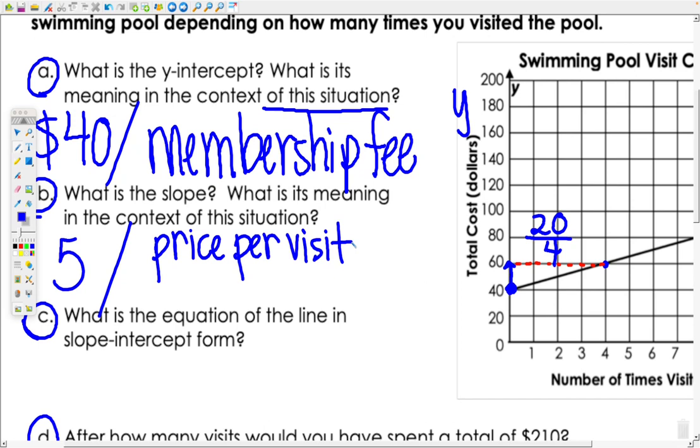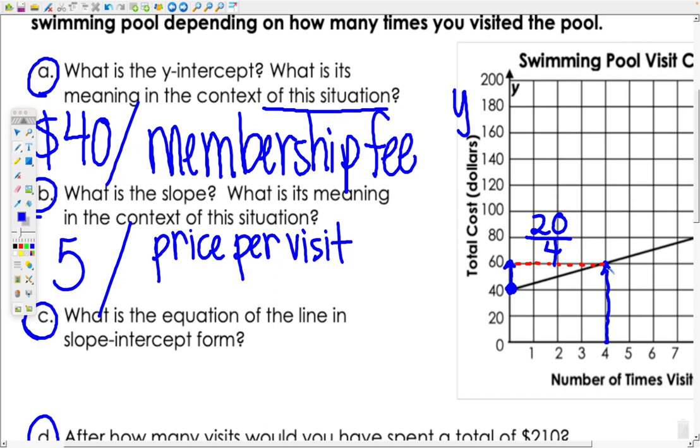Now, did somebody ask me where I got the 5 from? Where did I get the 4 from? Okay. The 4 comes from me looking right here. When I go over here, I'm at $60, but it was at the 4. So when I run, I'm running over to 4.